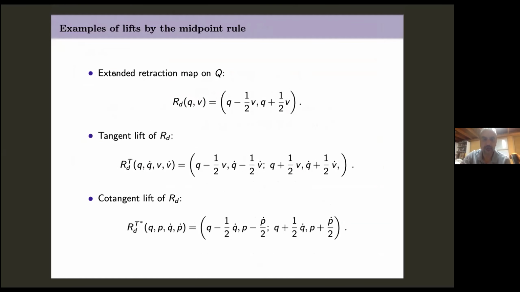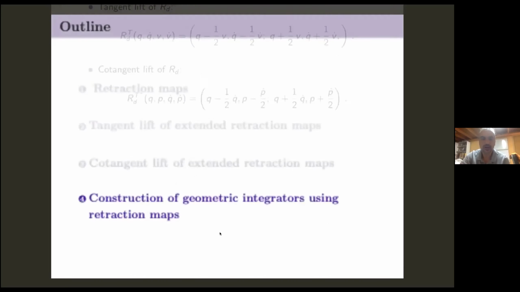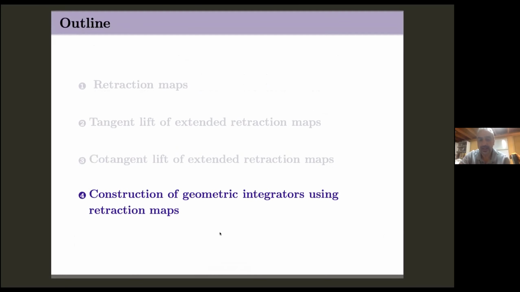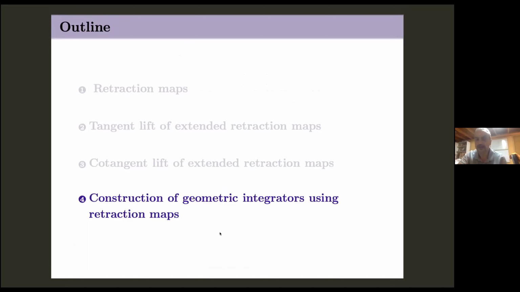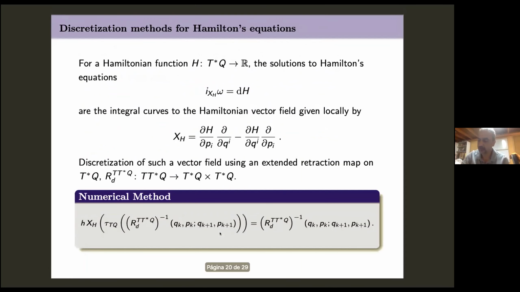As a simple example, if we have this retraction, which is the midpoint retraction, we can find the tangent lift and the cotangent lift in this simple way. Okay, and then the idea is how to construct a geometric integrator using this retraction map. I have at least 3 minutes.